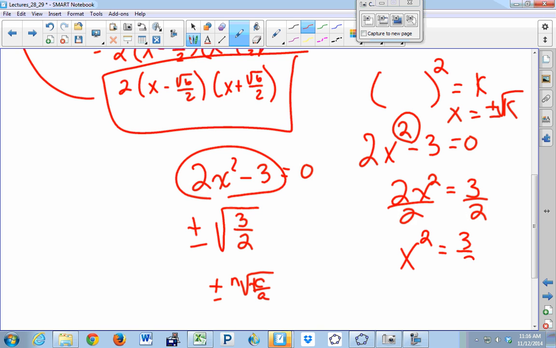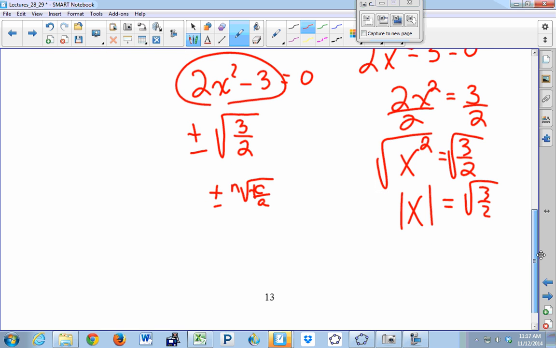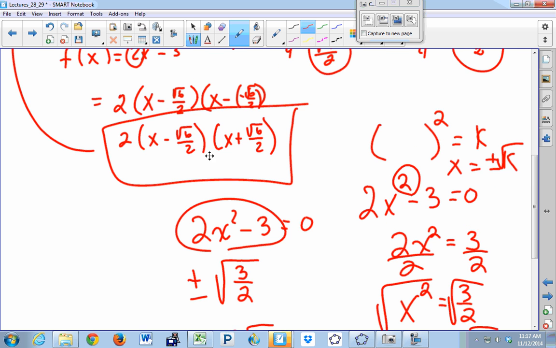3 over 2. And now when you take the square root of both sides, the step you always want to forget is the square root of both sides here is not x. It's the absolute value of x, which is equal to the square root of 3/2. And when you have an absolute value equation, you know that the thing that can go in there can either be the positive square root of 3 over 2 or its opposite. And that's your 2 answers. Negative square root of 3 over 2. That's exactly the same as what I got here.